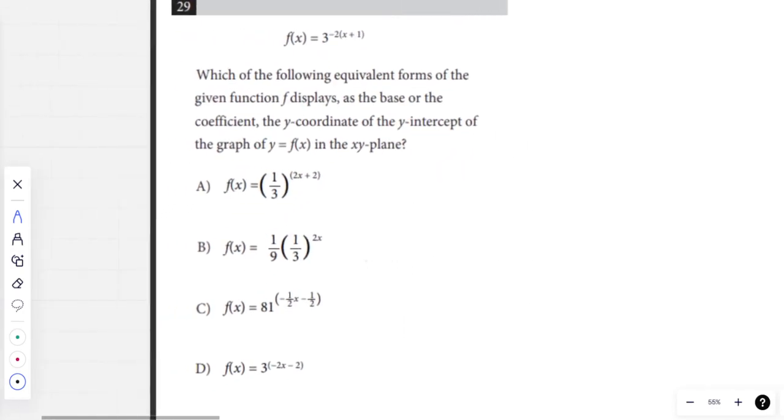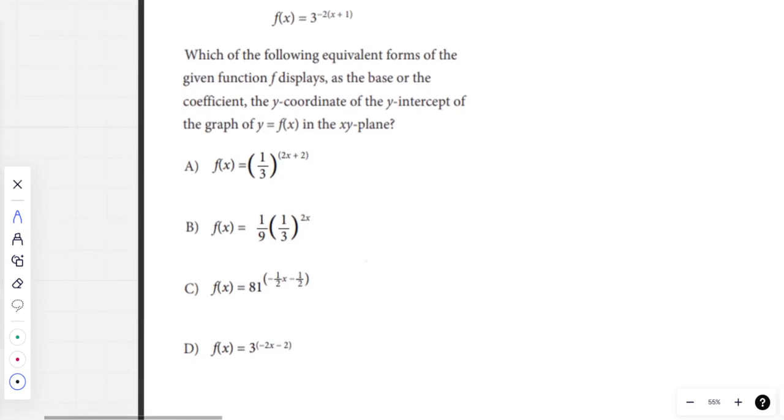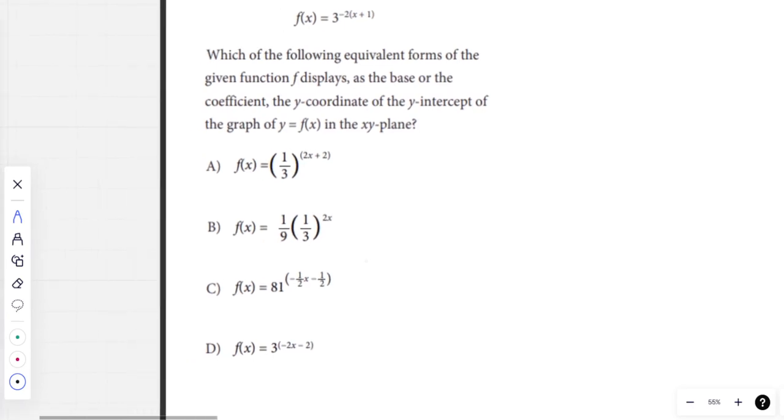All right, what we got next? 29. So this one I know is from the SAT. It's got that format. It's saying which of the following equivalent forms of the given function f displays as the base or the coefficient, the y-coordinate of the y-intercept of the graph. Oh, that's really lengthy. Basically, we want to display the y-coordinate of the y-intercept. Well, what is the y-intercept?